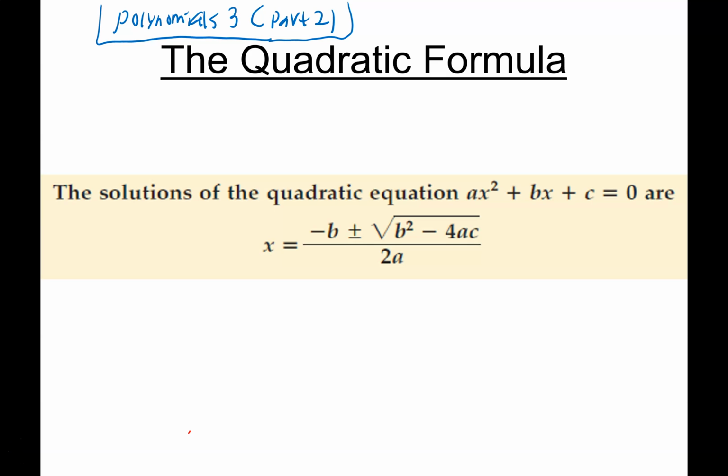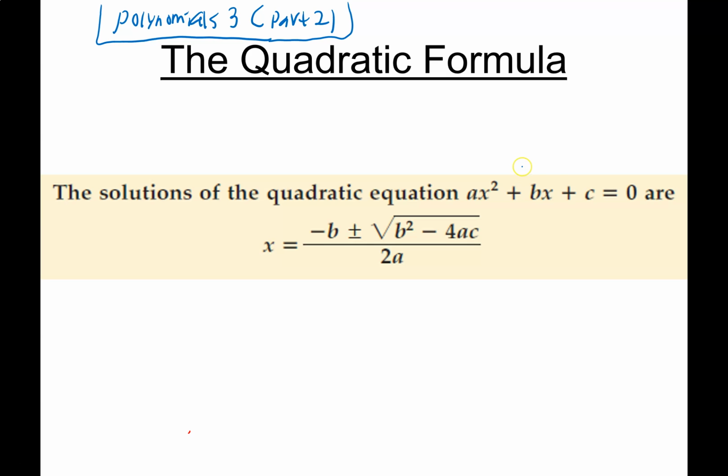Greetings, everybody. We're going to do part 2 of solving polynomials algebraically. And in this one, we're going to focus a lot on the quadratic formula. And let's go ahead and talk about that for a minute. Now, first of all, what is the quadratic formula?